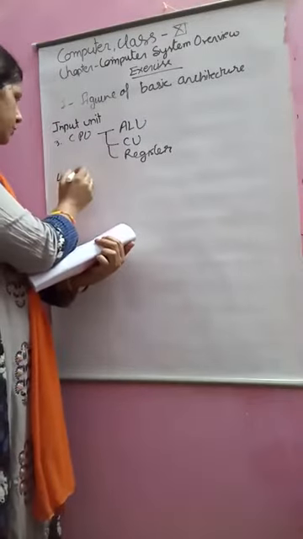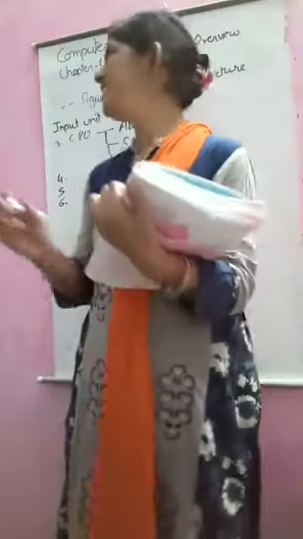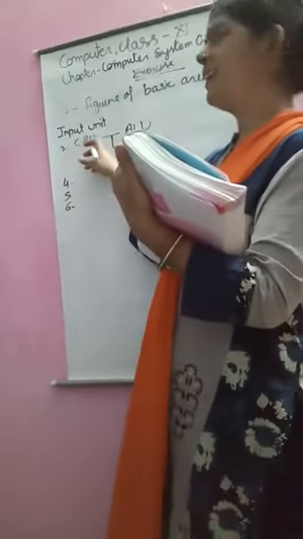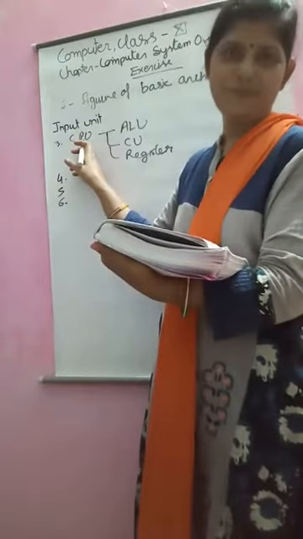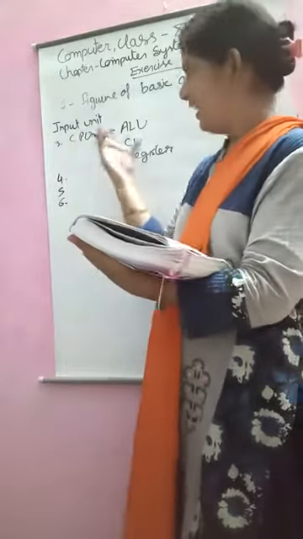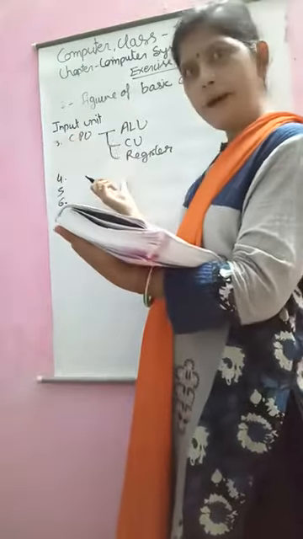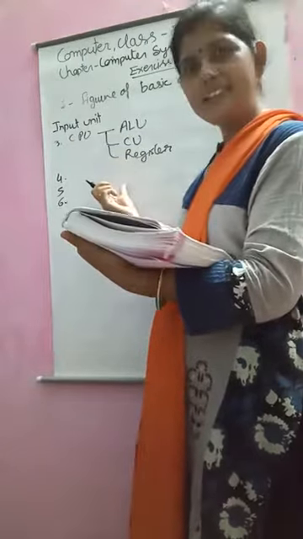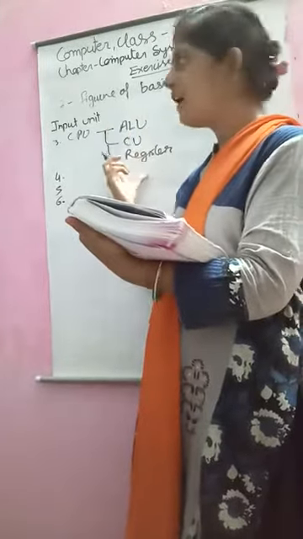Distinguish. Now the question number 6. Distinguish between CPU and ALU. CPU is the outer unit and ALU comes in the CPU. That is the difference. ALU is the part of the CPU. CPU has 3 parts: CU, ALU and register, and ALU is one of the parts of the CPU.